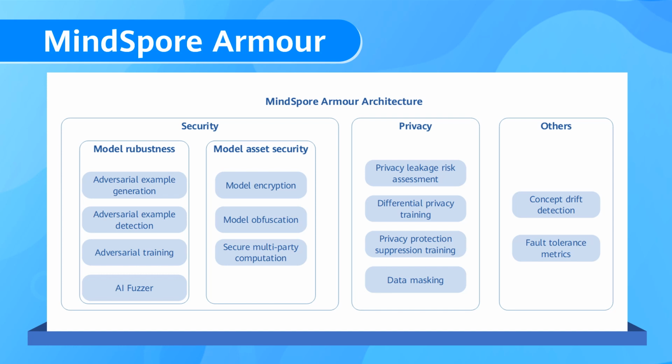That sounds like a robust set of features for assessing model robustness and safeguarding model assets. Could you also shed some light on privacy leakage risk assessment and how MindSpore Armor addresses this specific concern? Privacy leakage assessment involves utilizing technologies rooted in membership inference attacks and reverse engineering attacks to evaluate the vulnerabilities associated with potential model privacy leakage.